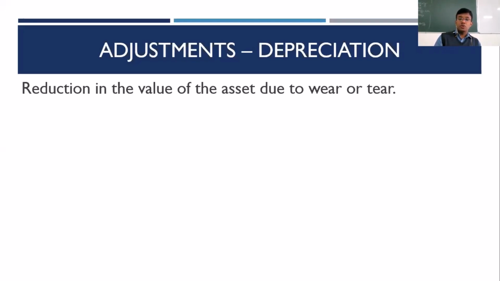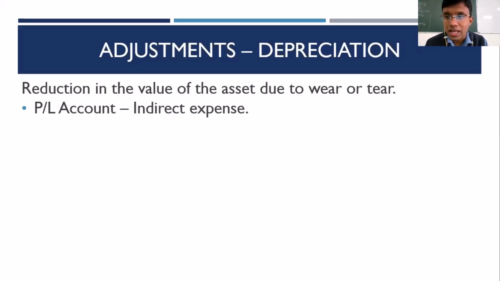So when you come across the term depreciation, how do you go about treating it? The first place where you would be treating depreciation is your profit and loss account. You would treat it as an indirect expense. Please remember, indirect expenses feature on the debit side of your profit and loss account.